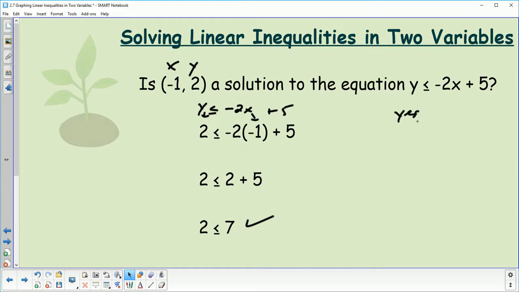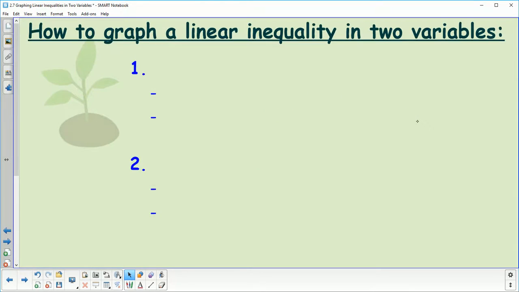Okay, so that's what it means to be a solution. It's not necessarily on the line. It doesn't give us two pieces that are equal like we looked at last chapter, but it makes a true statement. That's the biggest, most important piece. It makes a true statement.